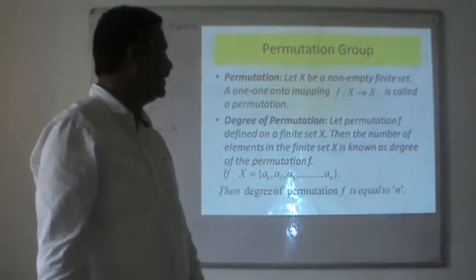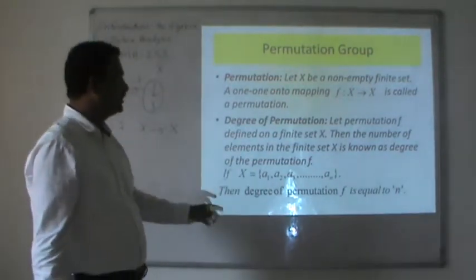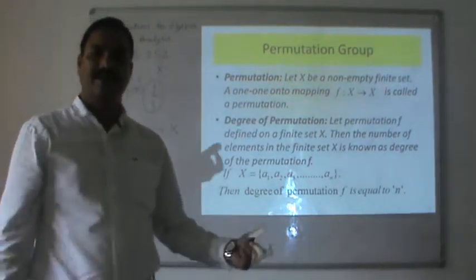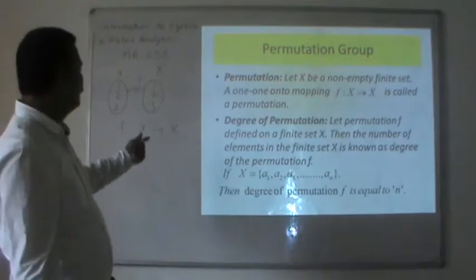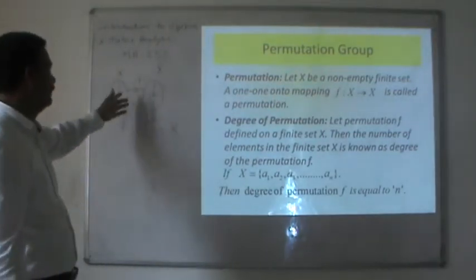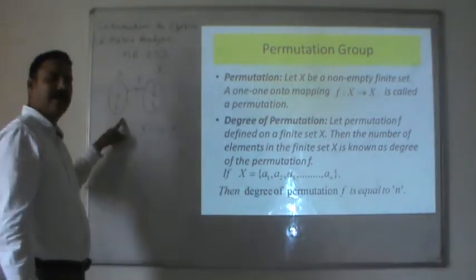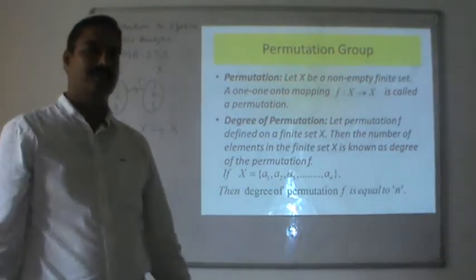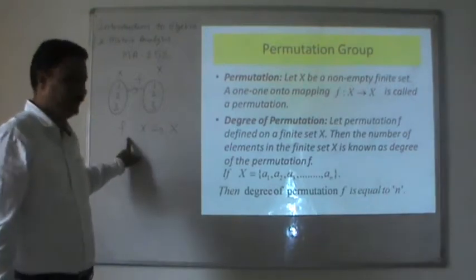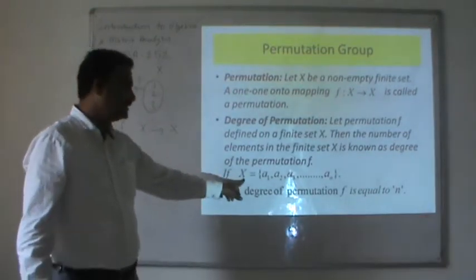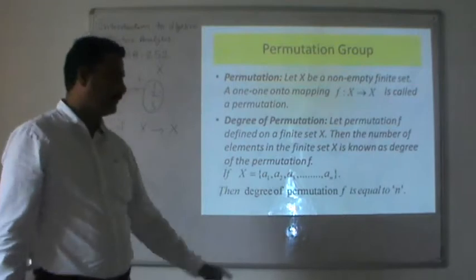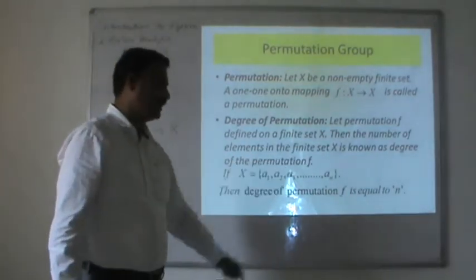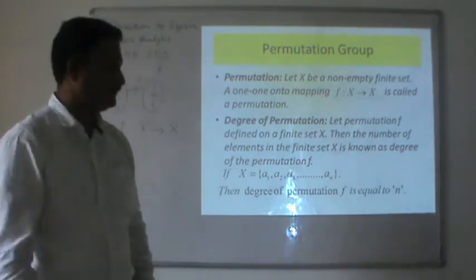Now, the degree of permutation. Let a permutation F be defined on a finite set X. Then the number of elements in this finite set gives the degree of the permutation. For example, in our set X, we have three elements. This implies the degree of permutation F in this case is 3. If we consider a set X having n elements, and each element is distinct, then the degree of permutation F is equal to n.